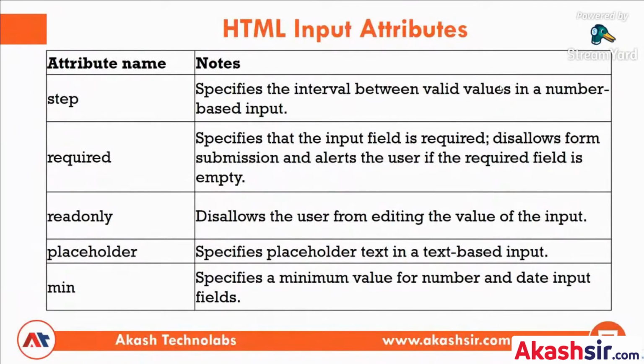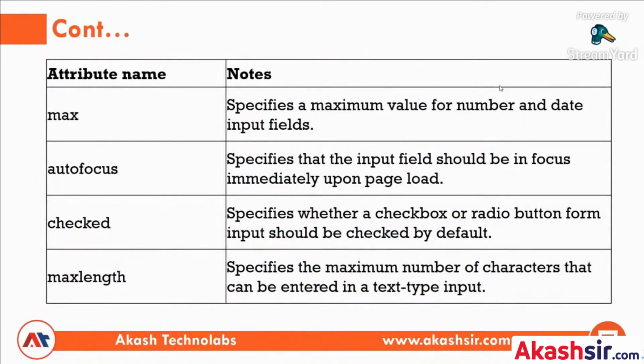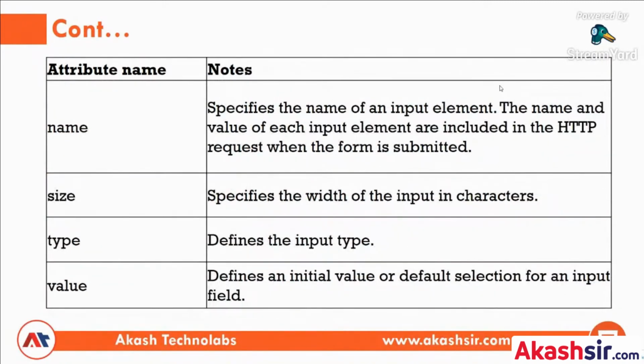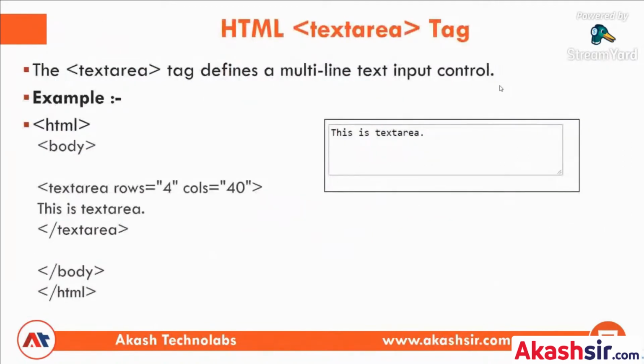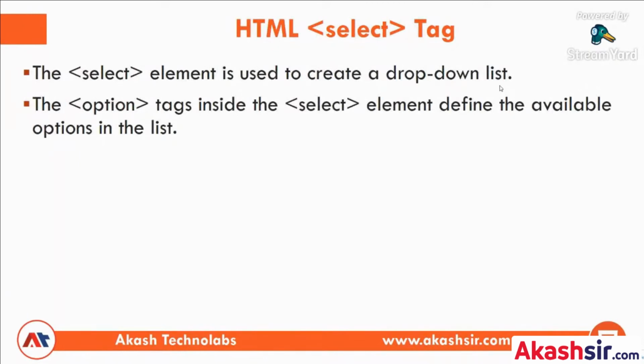So these are the default properties that you can use: a placeholder, a min, a max, right? A required, a step, autofocus, checked, max length. You know very well we have seen some of the properties: name, size, type, and value. If you want to display a particular default value, for that we have to specify a value attribute. Okay. So finally, this is a textarea. Okay. So this is a select tag.